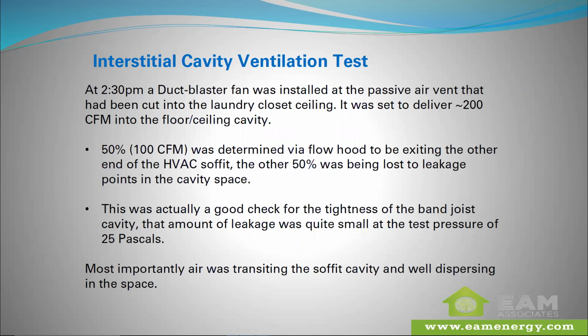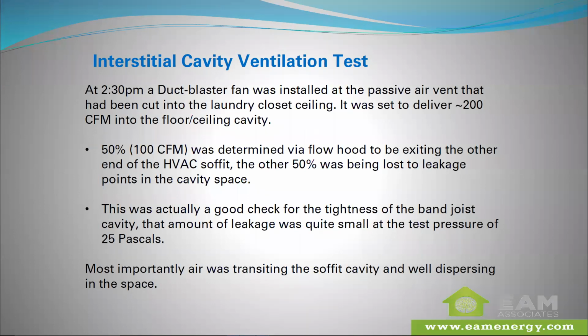We also cut another passive vent at the other end of that soffit, so that there was an exit point, because we really wanted to encourage that airflow down the trunk line as opposed to off in all random directions down the branch bays. We checked that with a flow hood. We found that 100 CFM was actually successfully transiting that soffit to the other end, and the other 50% was being lost to leakage points in that space. Now, that might sound bad, but at that test pressure it was actually a pretty good check of the tightness of that band joist area in that cavity. So the air was transiting the cavity well.